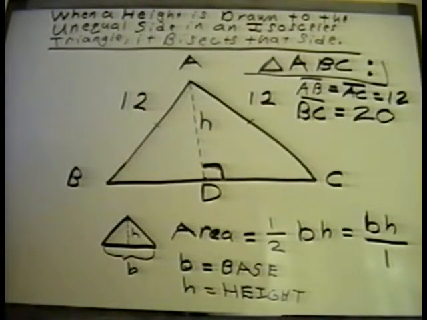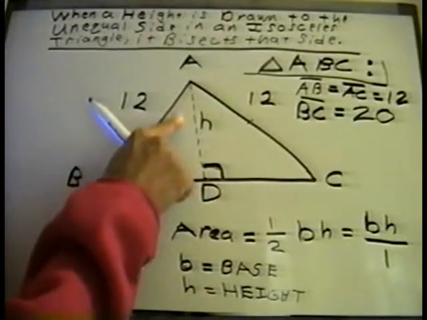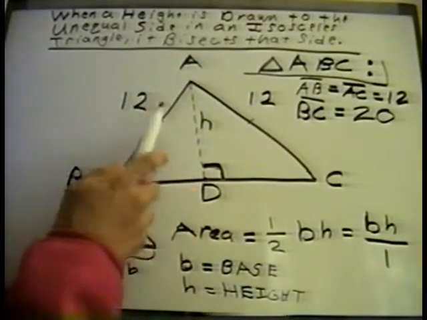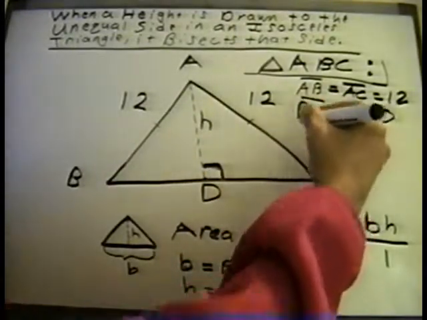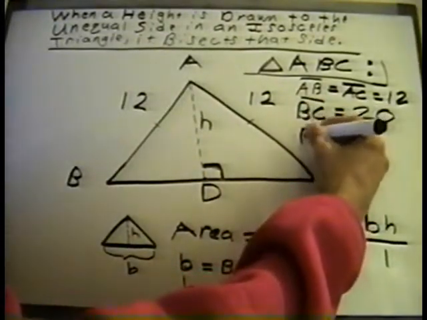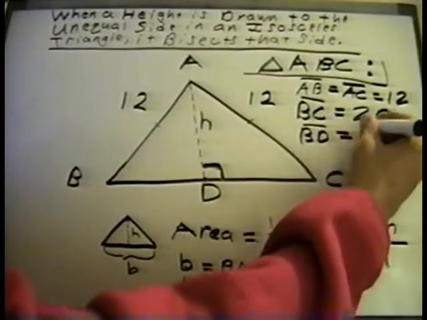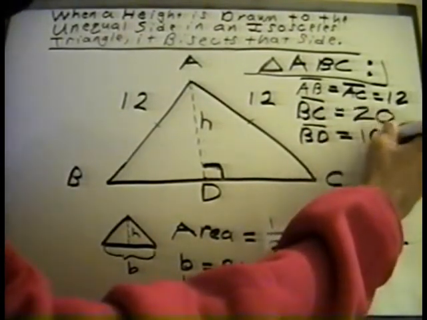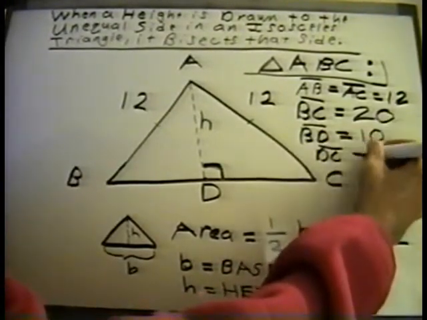Okay, so knowing that the line segment BC is cut in half, or bisected, when we draw the height to it, we can say that line segment BD is equal to 10, as well as line segment DC.